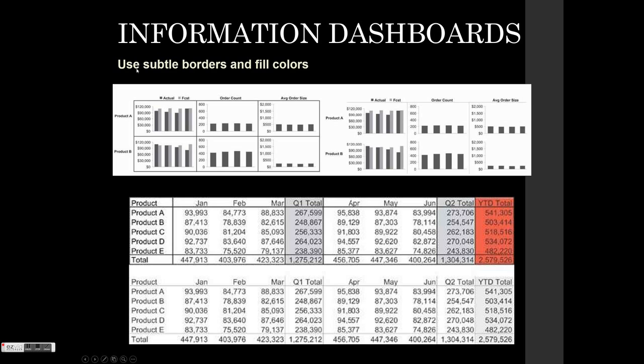Use subtle borders and fill colors. In the left-hand graphic, we can see data which looks fine, outlined by a bold line. And we see on the right-hand side, if we take away that bold line and use a more subtle, soft line, our eyes are drawn to the data. The same holds true for the bottom example. On the top of the bottom example, you can see solid, bold lines. And on the bottom, when those bold lines are removed, our eyes can actually see the numbers, the raw data, much clearer.